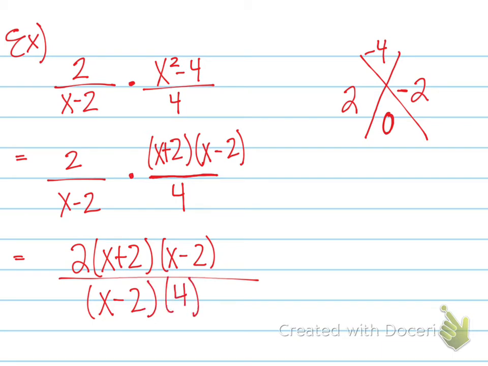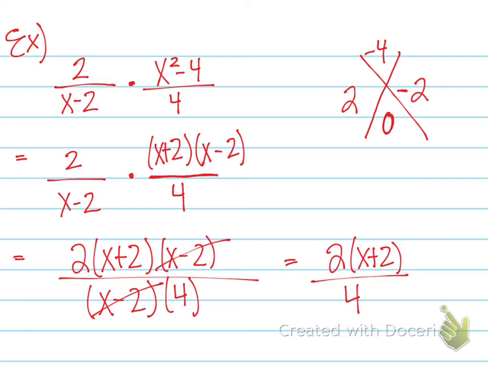You see what I'm talking about? I just put everything on the top above the fraction bar, and then I put everything on the bottom below the fraction bar. I put everything together. Okay? So now the last step is to cross out. So what am I crossing out? X minus 2. So I'm left with 2 times x plus 2 over 4.